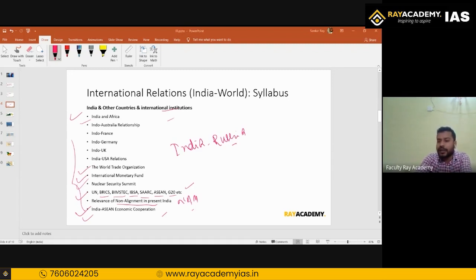I would not recommend any books, for a very simple reason: international relations is a dynamic topic. It's not static, it's completely dynamic. Things keep on changing. So the only source you can rely upon is the newspaper, either The Hindu or Indian Express. Both are very good. In fact, the editorials are extremely fantastic. So you can follow that newspaper.